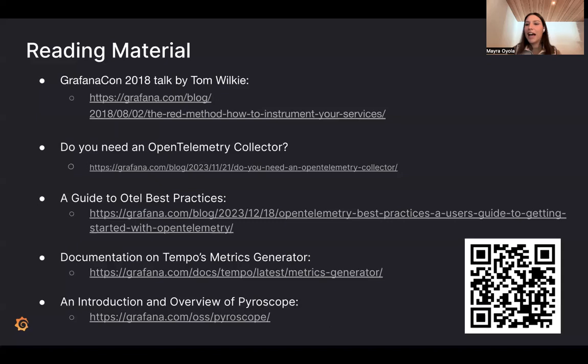But the RED method is absolutely in no way meant to replace the USE method. And in fact, here at Grafana, we encourage people to leverage both, right? So ensure that your hardware is happy and ensure that your customer experience is good. It's two sides to ensure that everything is working efficiently and well. So if this is of interest to you, I highly encourage you to take a peek at that first link that I added to the reading material here.